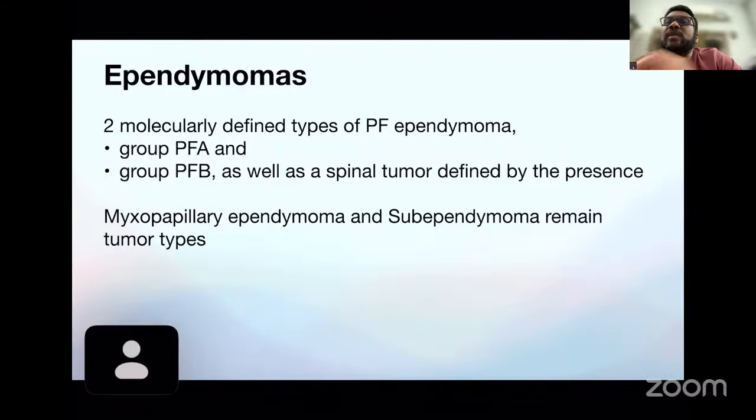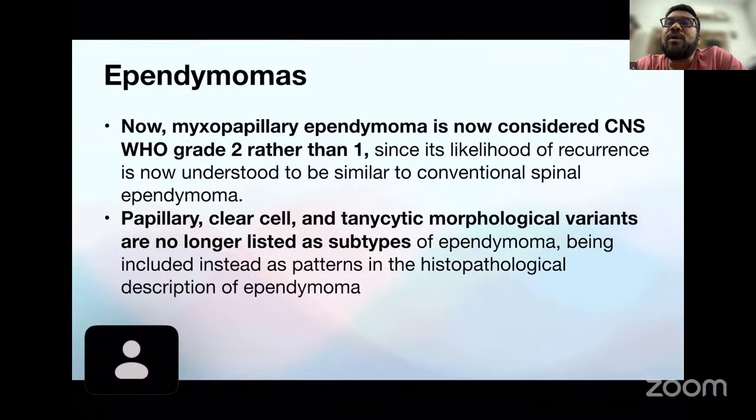So two types of posterior fossa ependymoma group, posterior fossa ependymoma A and B. And of course, the spinal tumors are defined by the presence of the myxopapillary ependymoma and subependymoma. These are the two spinal tumor types that we commonly encounter. So now, earlier, myxopapillary ependymoma and subependymoma were considered as grade 1. But now myxopapillary ependymoma is considered as grade 2.